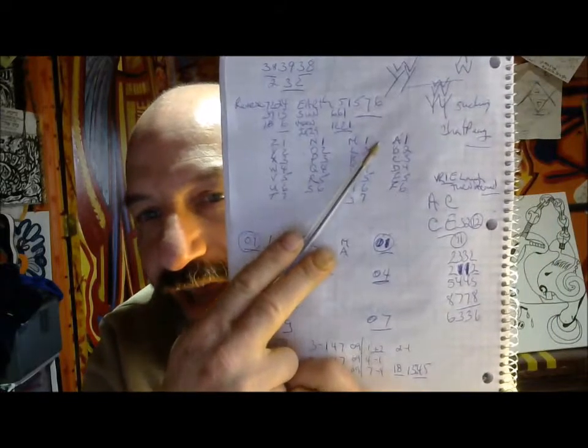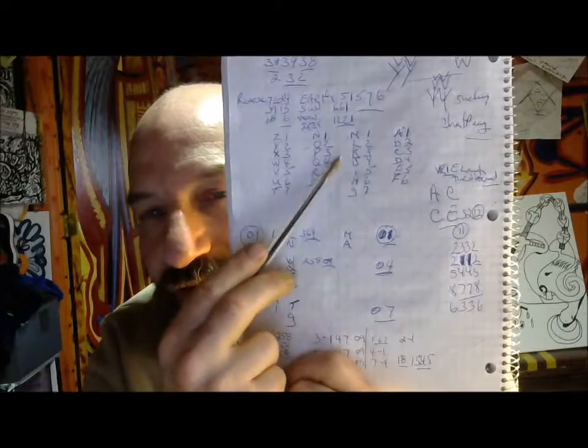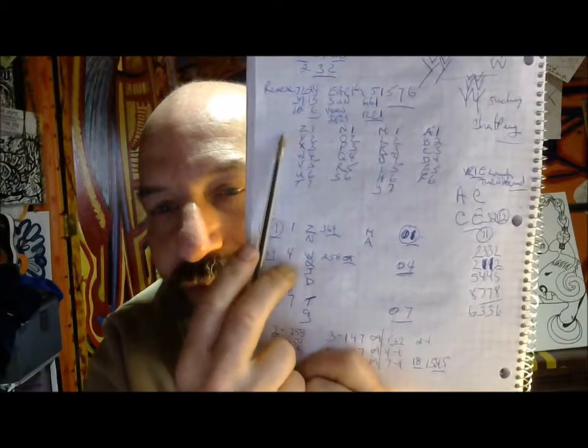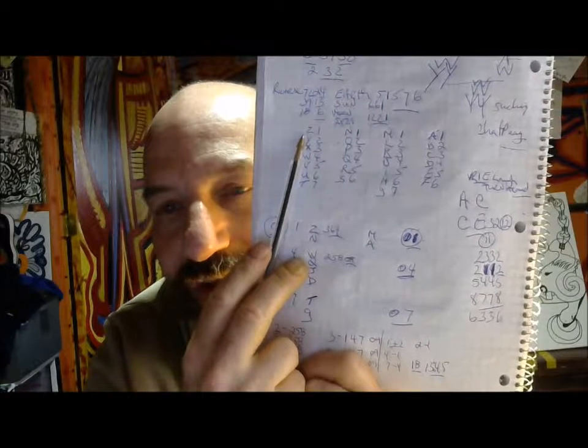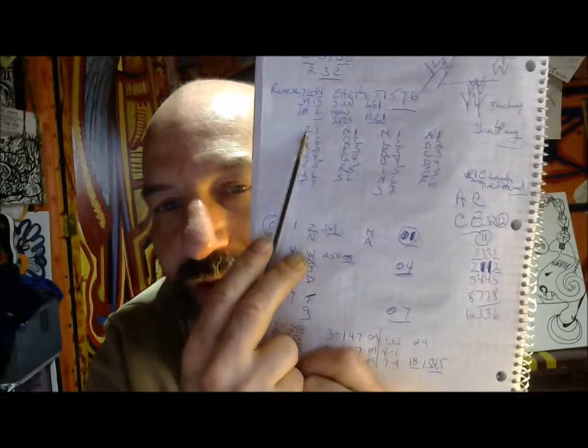Z is first instead of A. 1, 2, 3, 4, 5, 6, 7, 6, 5, 4, 3, 2, 1. And I went all the way backwards where Z is 1, right? Is that the way the alphabet should have worked? Is that the way the gematria comes out? Did I make a mistake?